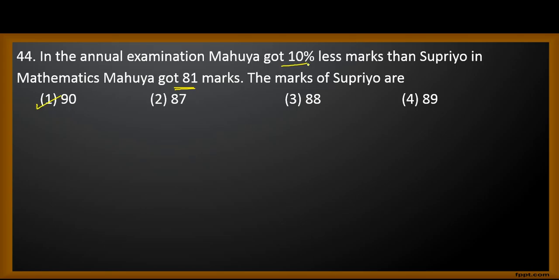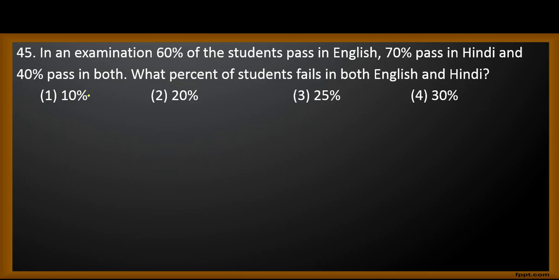Because she got 10% less, it means she got 90% of Supriya's marks. So I'm taking option 1. Option 1 is 90. What is 90% of 90? 81, which is satisfying. Straight away this is my answer. Need not worry about the other options.